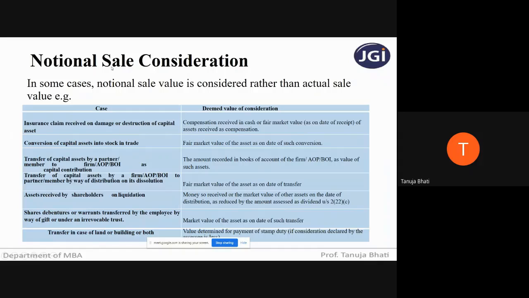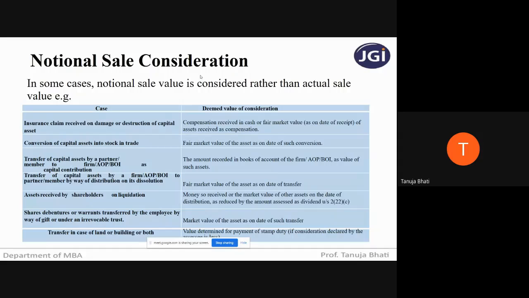Now can anyone tell me what is sale consideration? Sale value of an asset. When you're selling the asset, whatever value you're receiving in money or money's worth. Now, what do you mean by notional sales consideration?